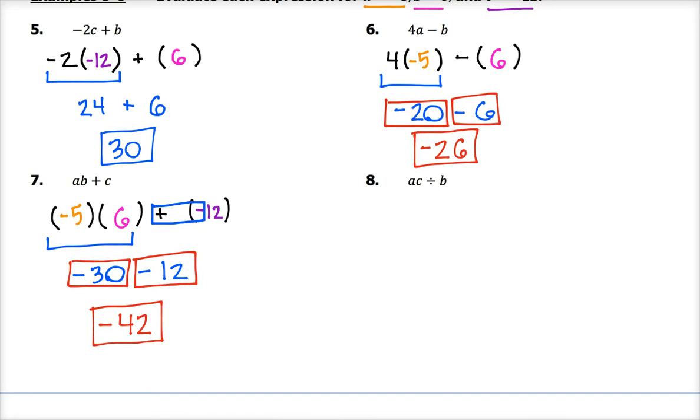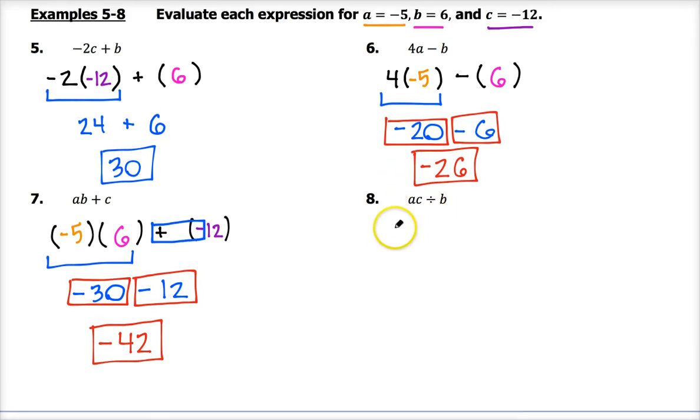Okay, one more. This time it's A times C divided by B. So I'm going to write it like this. A times C divided by B, parentheses instead of my variables. Again, A is negative 5. C is negative 12. And then B is 6.